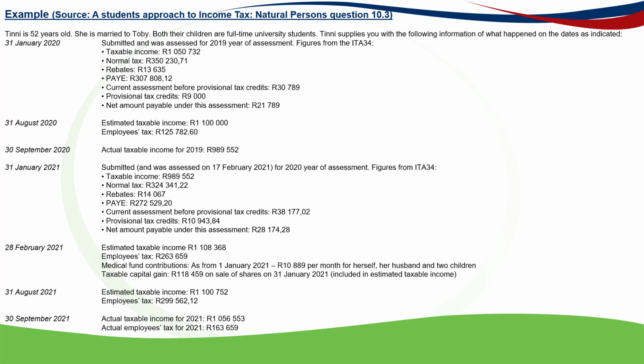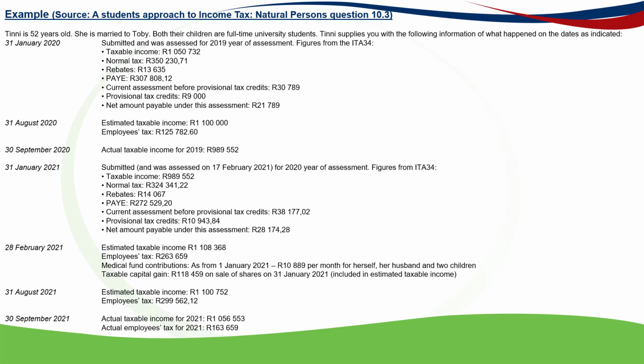The information provided in this scenario is as follows. Tini is 52 years old. She is married to Toby. Both their children are full-time university students. Tini supplies you with the following information of what happened on the dates as indicated. On the 31st of January 2020, she submitted and was assessed for the 2019 year of assessment. Figures from the assessment are as follows.